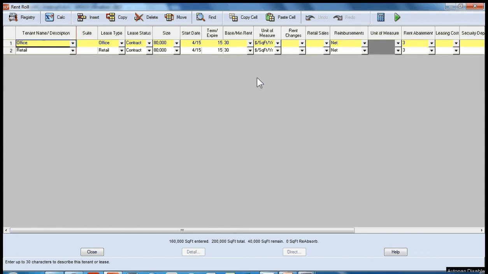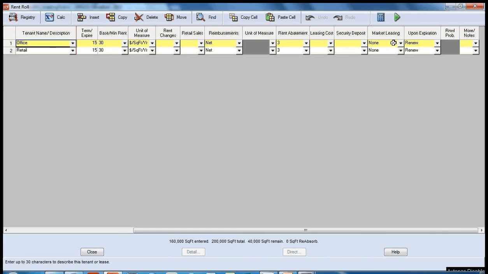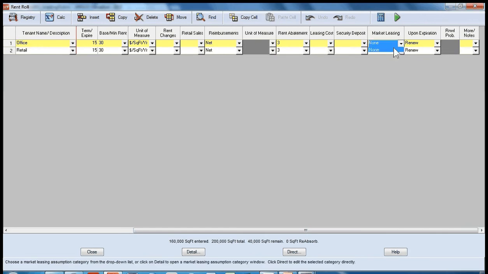So your market leasing assumptions are set up for what is going to happen if a lease expires or if you want to lease up according to what is currently happening in the market. If you'll look at this rent roll that I have here, I've gone ahead and created a market leasing profile that says none. So if you scroll over to the right here, you'll look at market leasing. I'm going to click detail at the bottom.